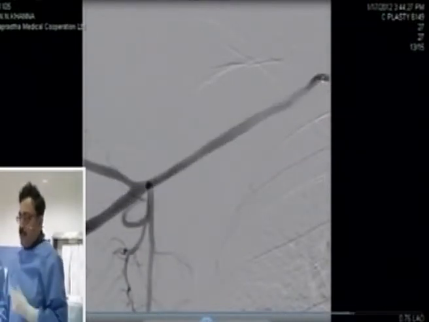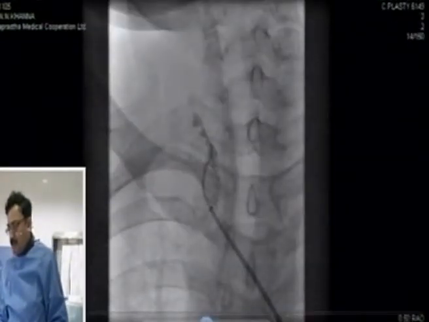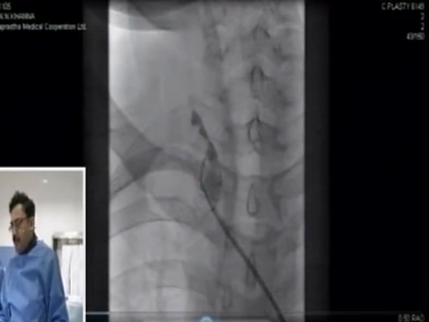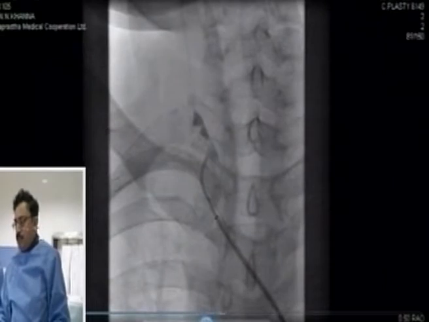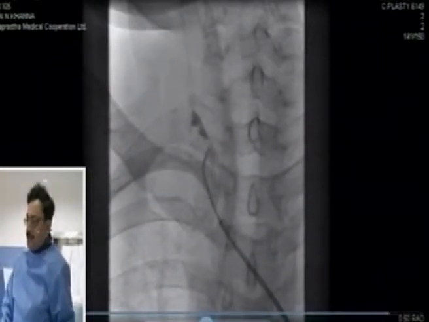Now go to the next one. Then we attempted the common carotid on the right side. This is the final angiogram. Next. Now, this is the stump of the common carotid on the right side. So this time we went with the Shuttle sheath from Cook's. Next.